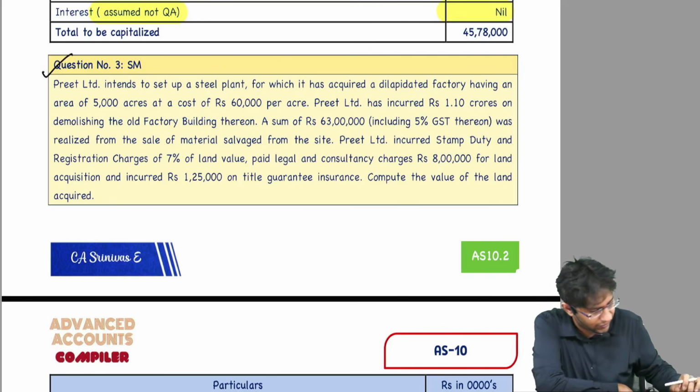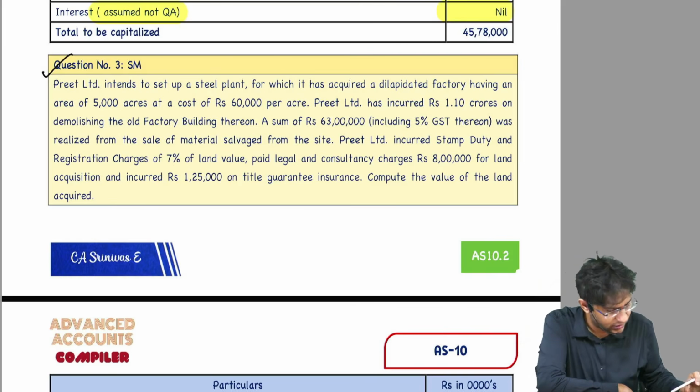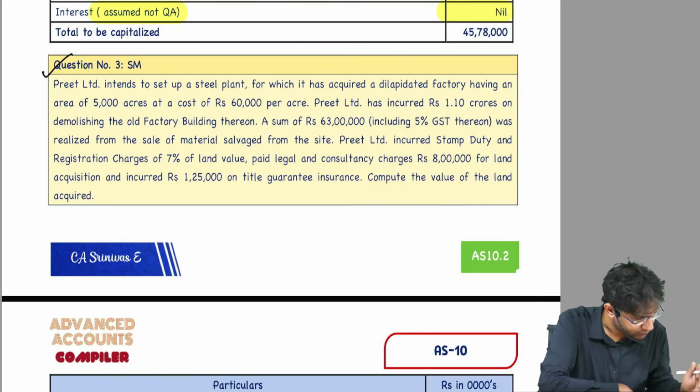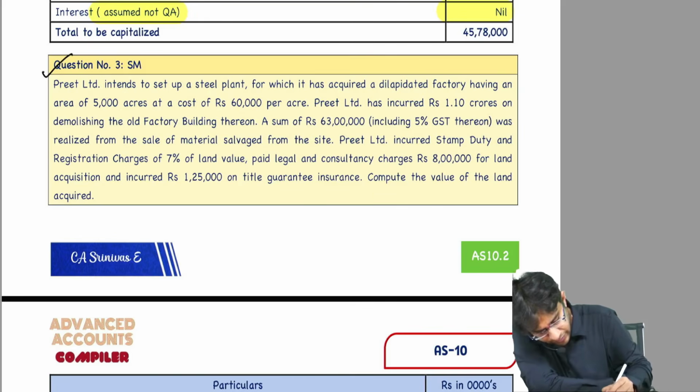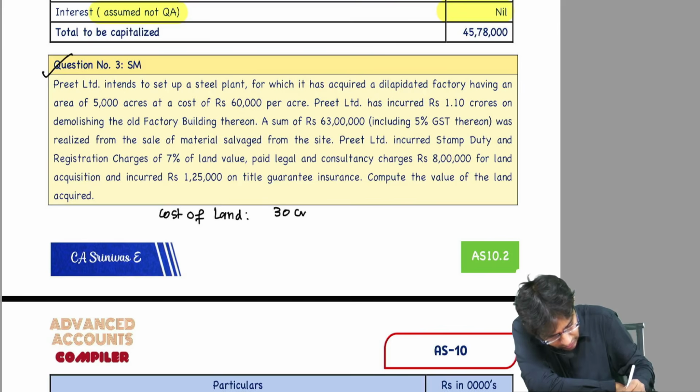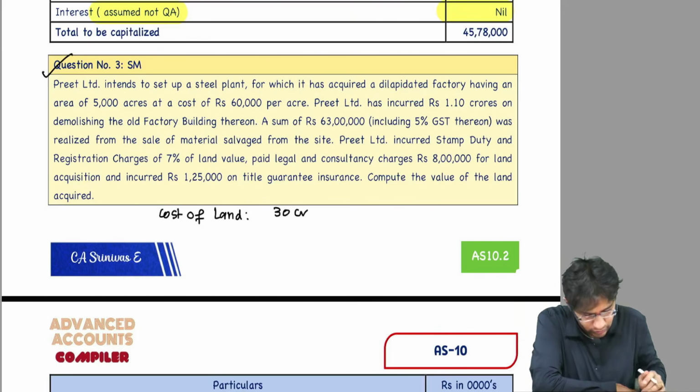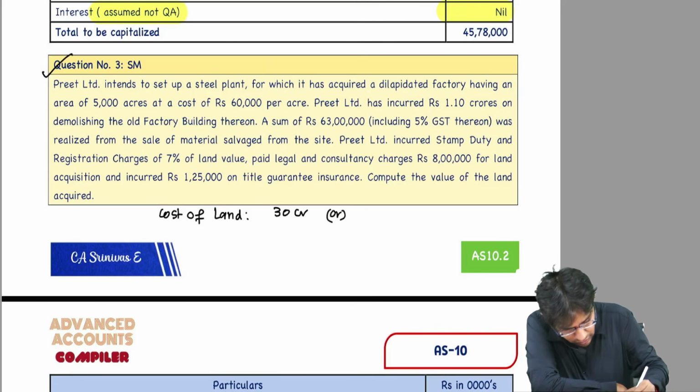So now 5,000 acres into 60,000 per acre. How much is this costing us? Is 30 crores, sir. So cost of the land is 30 crores, or in lakhs, if you want to write, 30 crores into 100, 3,000 lakhs.